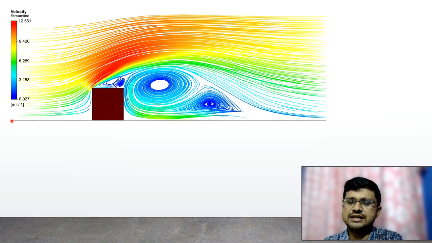Here also you can see that at this particular separation point, flow separation is occurring. And again, for the top surface of the building model, there will be a significant amount of suction due to this particular vortex formation and flow separation.